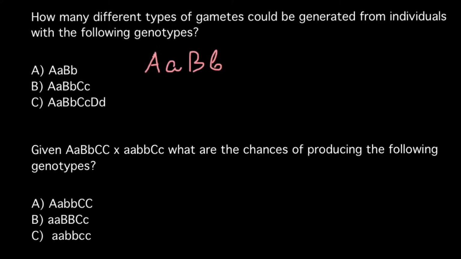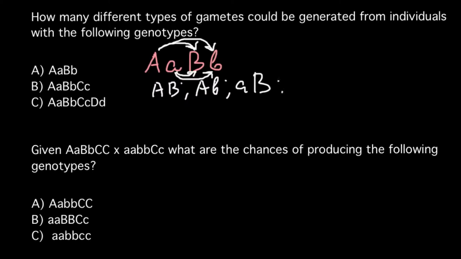So in the gametes we may have different combinations. First would be capital A and capital B. The second combination can be capital A and small b. The third combination can be small a and capital B. And the fourth, unique combination, can be small a and small b. So as you see here, the answer for the first question would be 4 combinations.